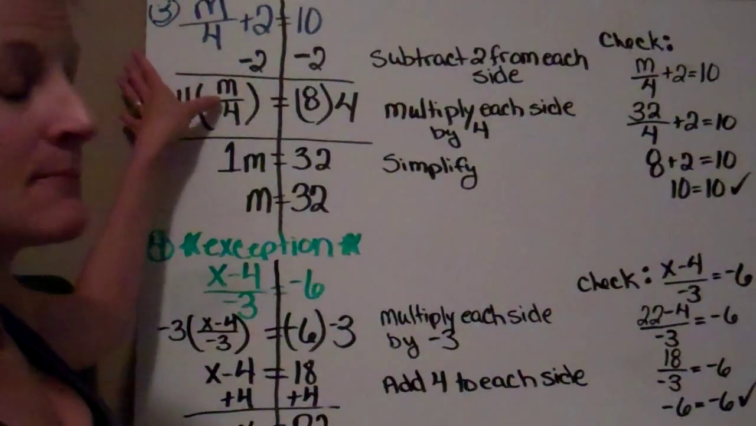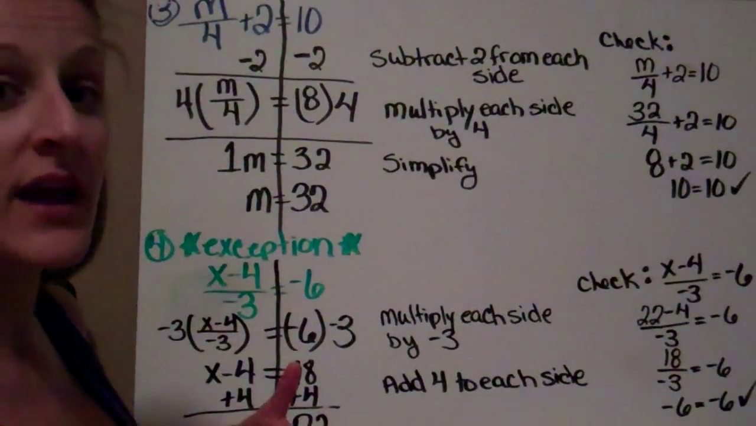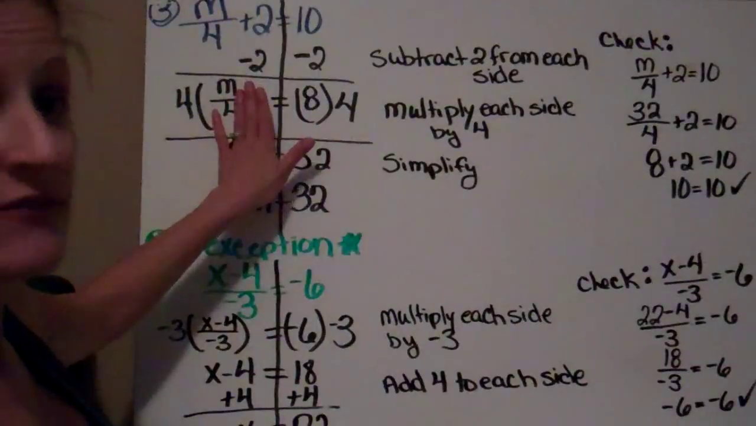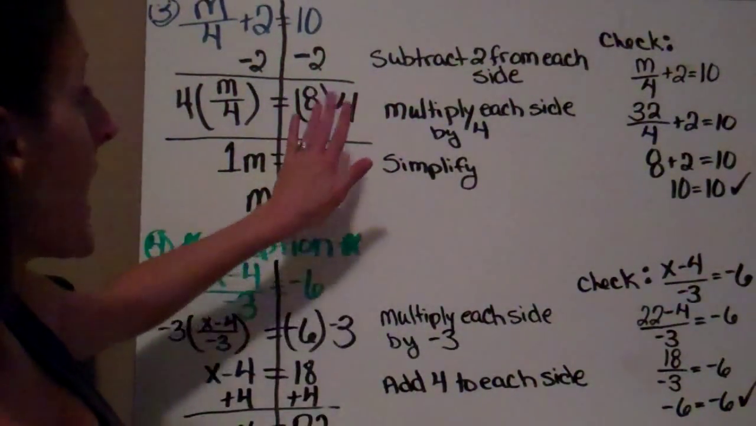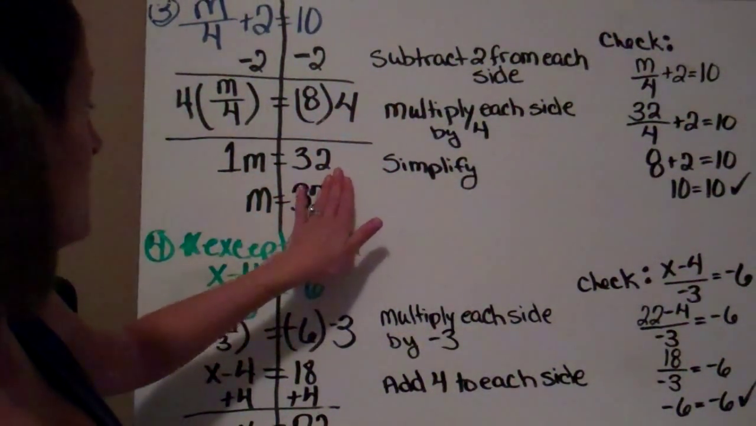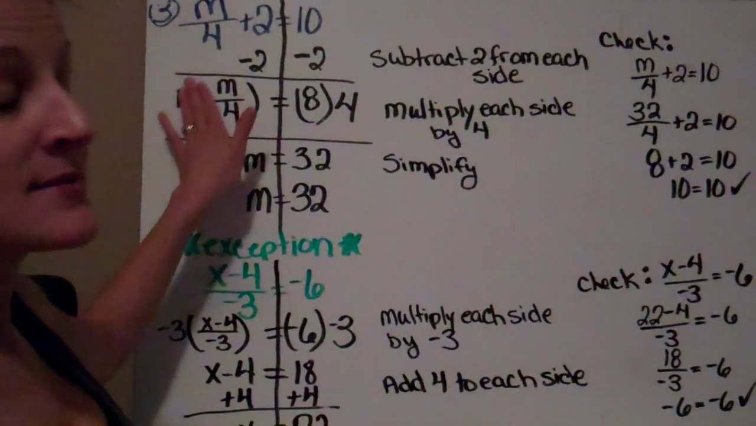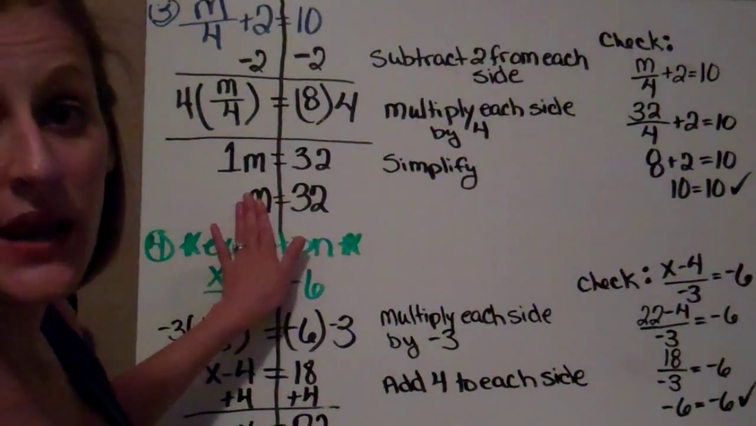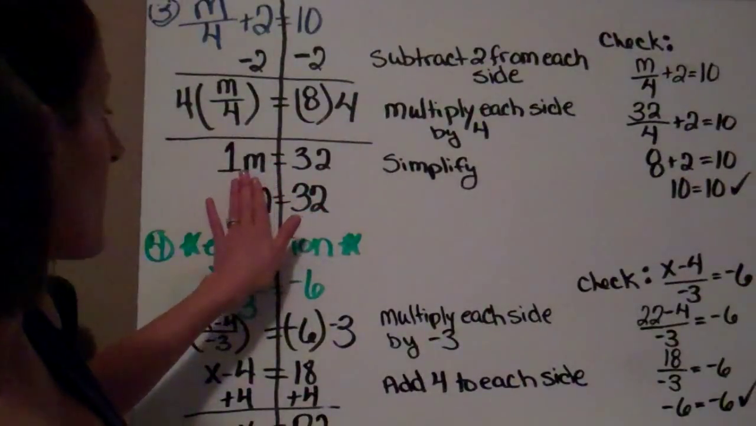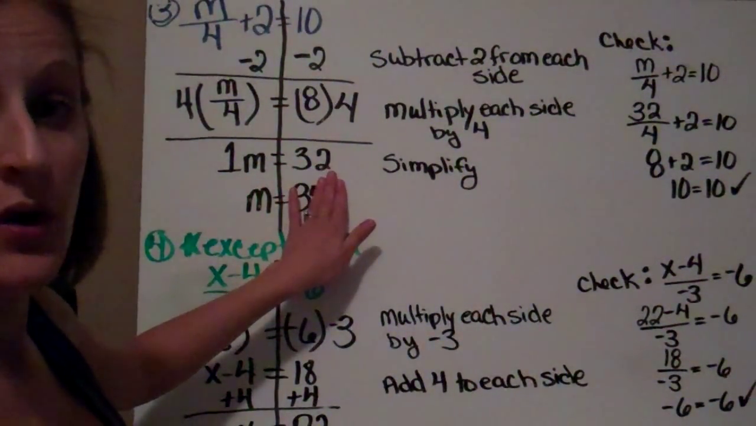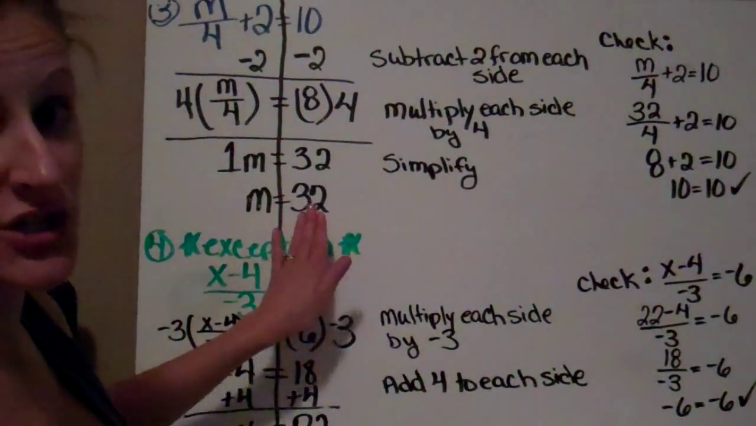Then since this is m divided by 4, I need to do the opposite. So I'm going to multiply this side by 4 and this side by 4. 8 times 4 is 32. And 4 times m divided by 4 is just 1m. So I'm going to get 1m equals 32. Basically, m equals 32.